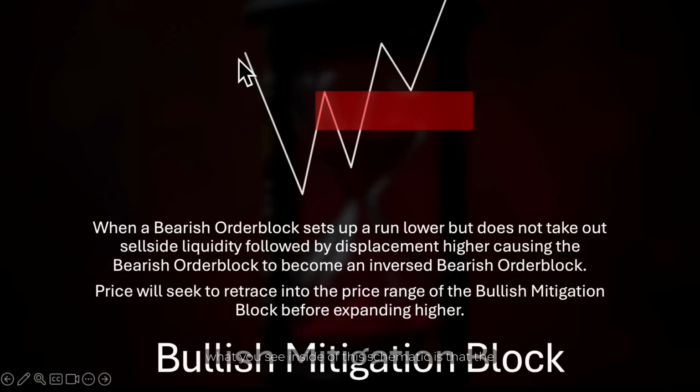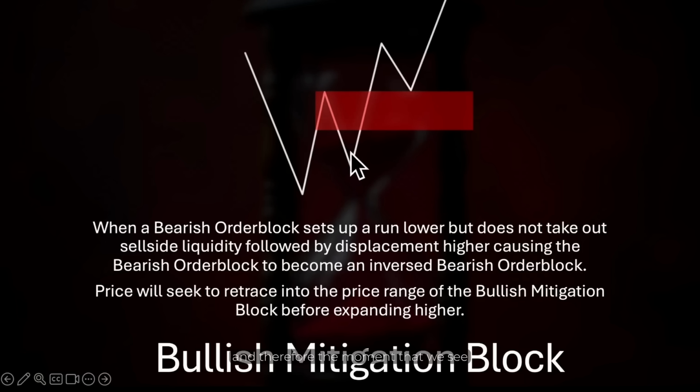What you see inside this schematic is that the market expanded lower, forms this low, retraces, and we then see the market have one more drop lower. But notice that where the bullish breaker took out sell-side liquidity engineered below this low, you can see that the bullish mitigation block does not take out sell-side liquidity resting below this low.